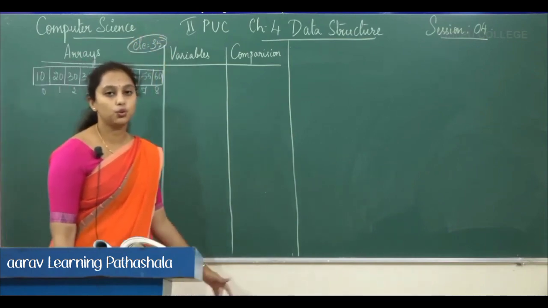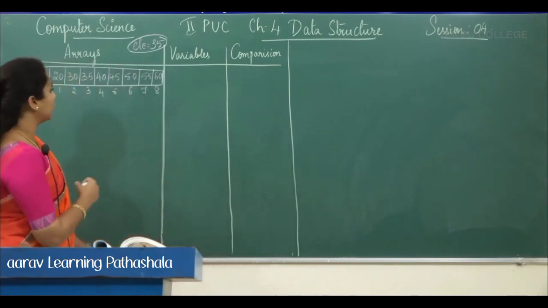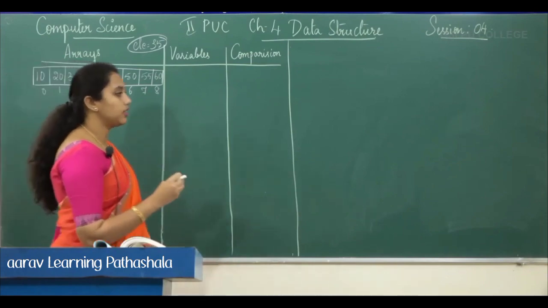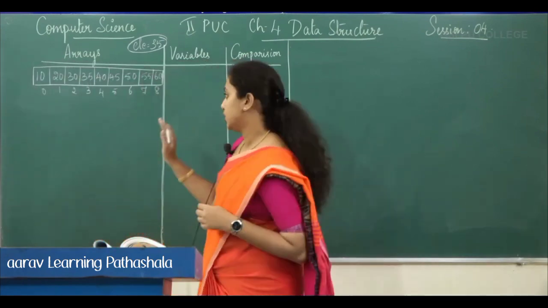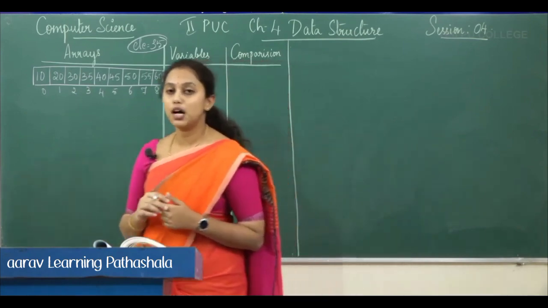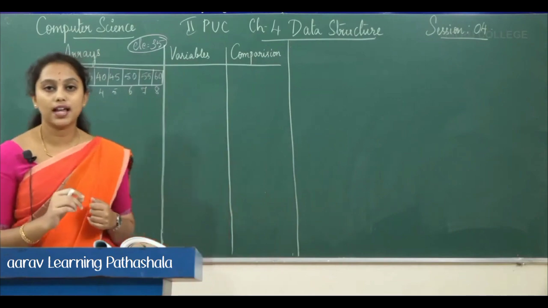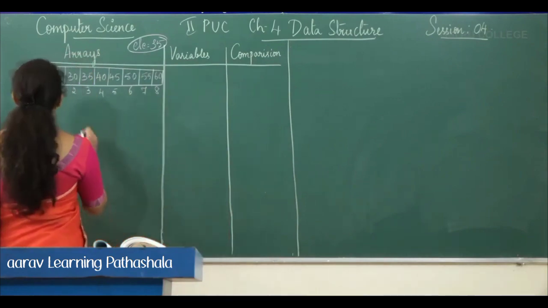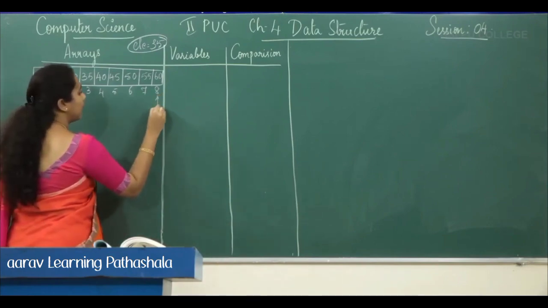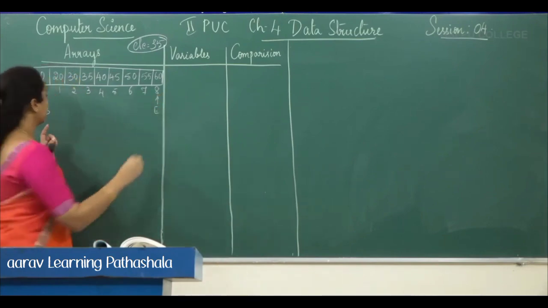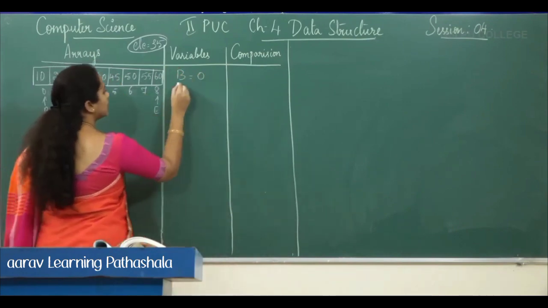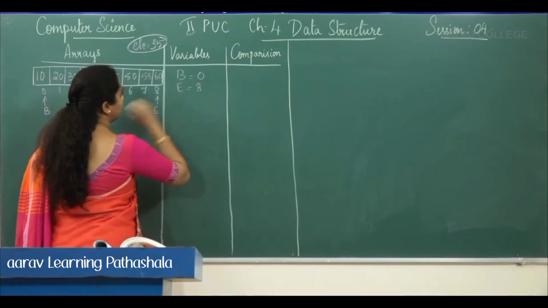So what we have to do first, while doing tracing using binary search, first we have to check whether the elements are in sorted order or not. In the next step, we have to mark down the beginning as well as the end. So here this is our beginning and this is our end. So beginning is equal to 0, end is equal to 8.